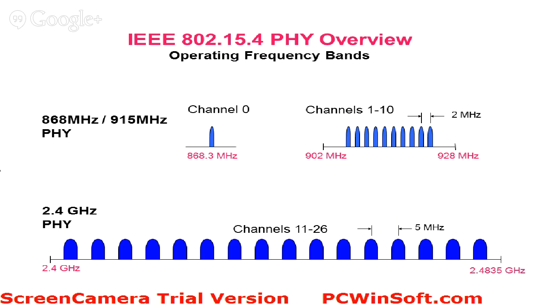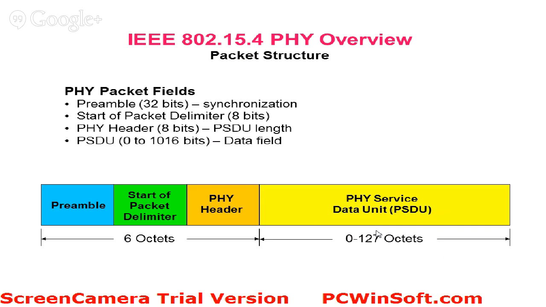These are the various channels which are available. Channel 0 is at 868.3 megahertz. Then there are 10 channels in the 902 to 928 megahertz spectrum with a channel gap of around 2 megahertz. And then we have 16 channels in the 2.4 gigahertz to 2.4835 gigahertz band with a channel gap of 5 megahertz. This is a basic overview of the physical layer of 802.15.4.